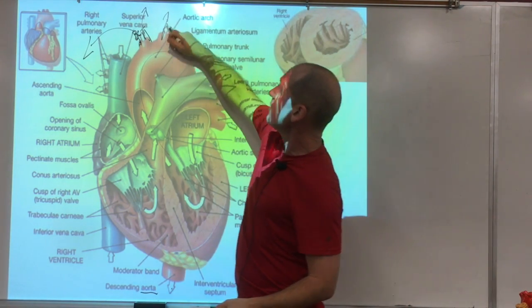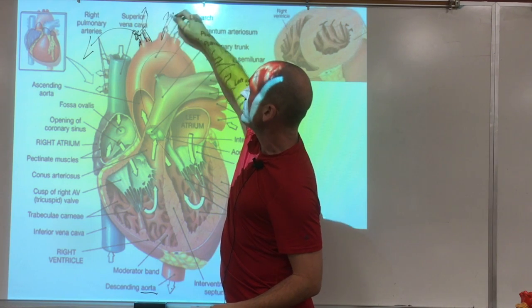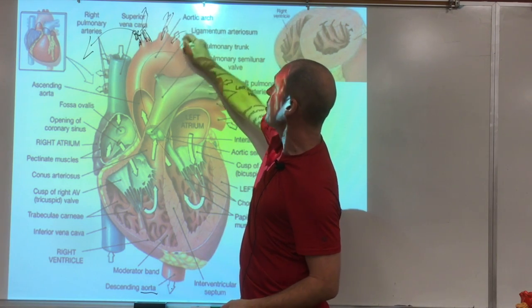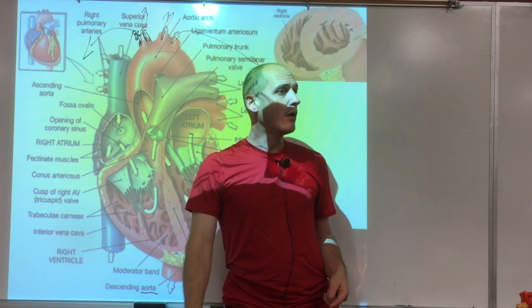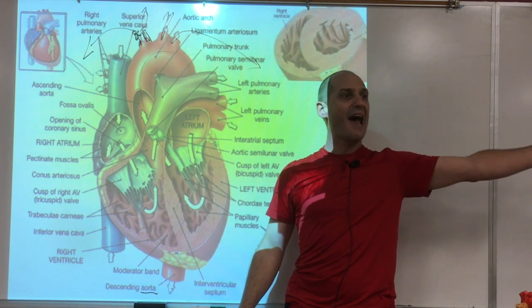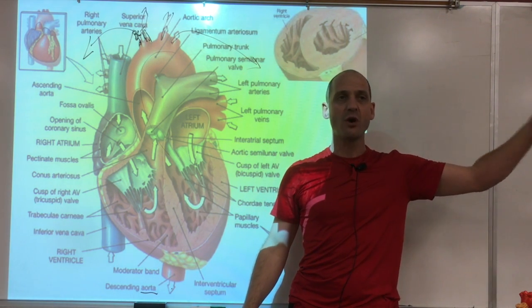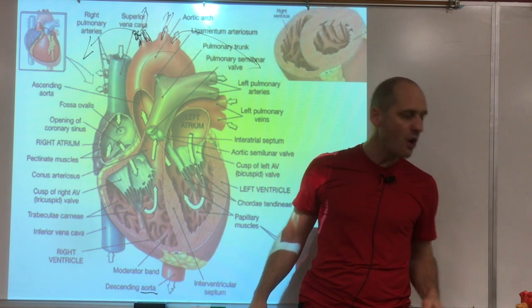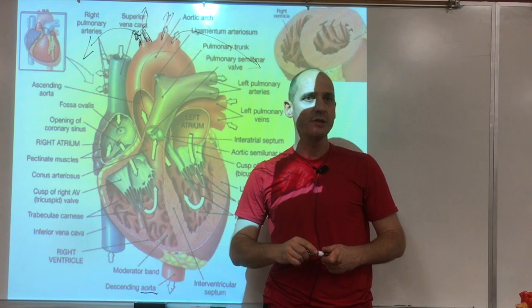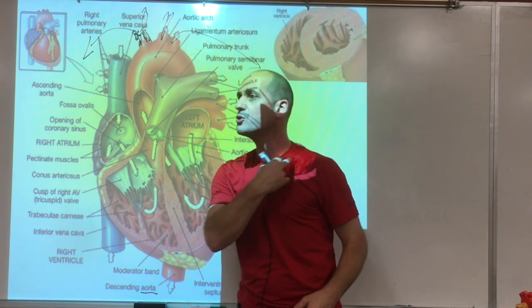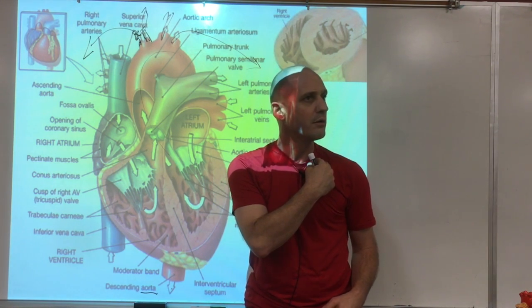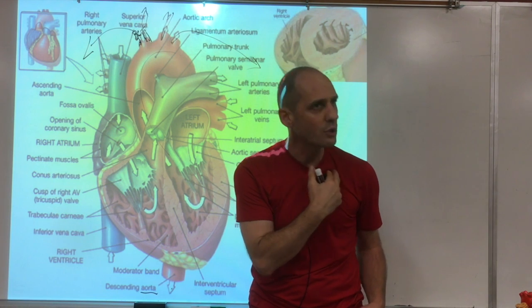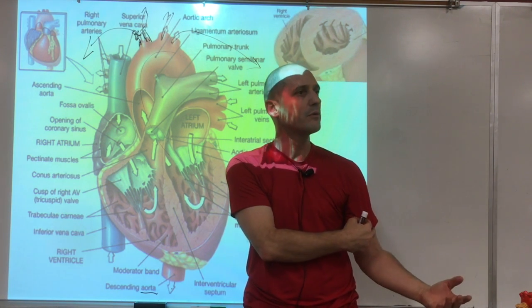So now we have one on the right, and one on the left. And then the last stump goes to the arm on the left side, and we call that the subclavian artery, the left subclavian artery. Clavian refers to clavicle, and sub means below. So that goes underneath the clavicle into the arm.